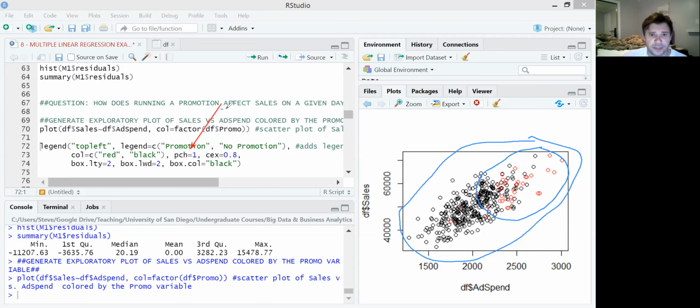So at kind of a first look, it does seem like the promotion maybe is associated with higher sales, but the question asked really, does it affect sales? And we're not entirely sure here because we know ad spend also potentially influences sales through this diagram.